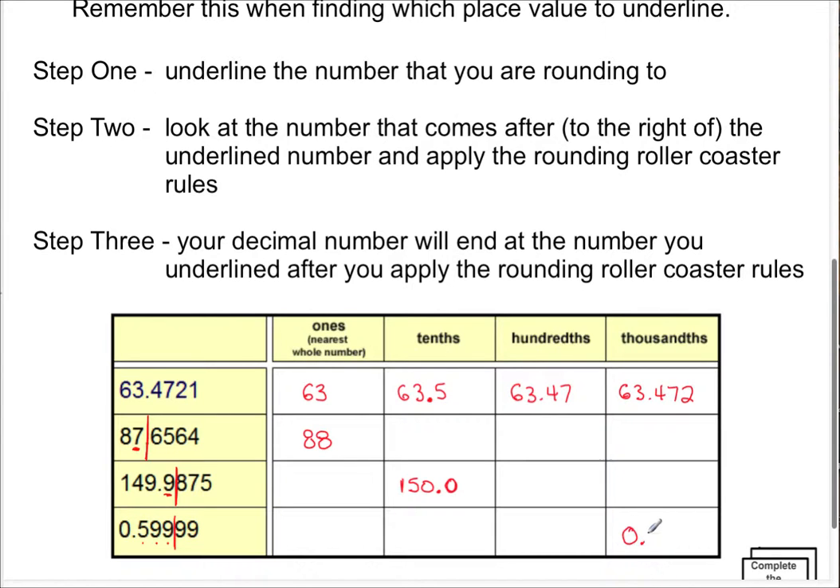So 0.6. And then remember, we want it to the thousandths. We need these two things filled in as zeros. So to the nearest thousandth, it's 6 thousandths. So now I want you to put me on pause and then come back and fill these in, do the rest of them, and then come back and see if you got them right.